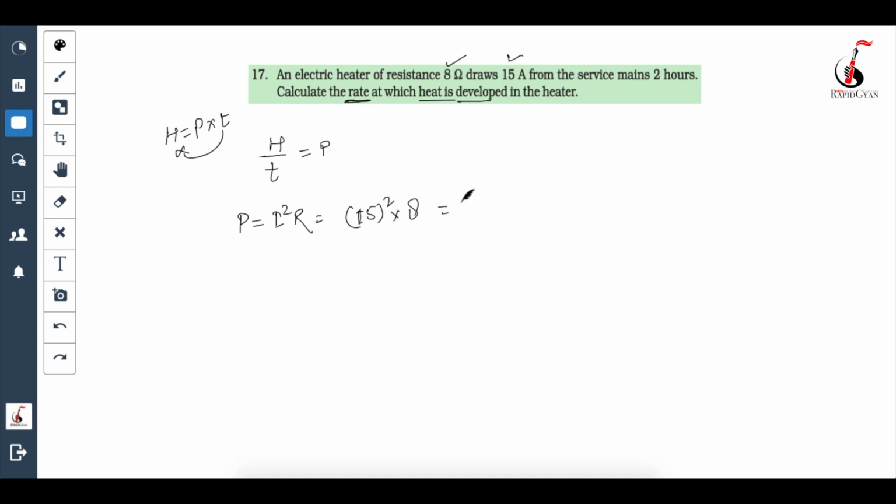Which is 225 multiplied by 8, which is equal to 1800 joule per second. They are saying the rate at which the heat is developed, which means 1800 joules of heat will be developed per second. Okay, so that's your answer. Simple. Let's go to the next question.